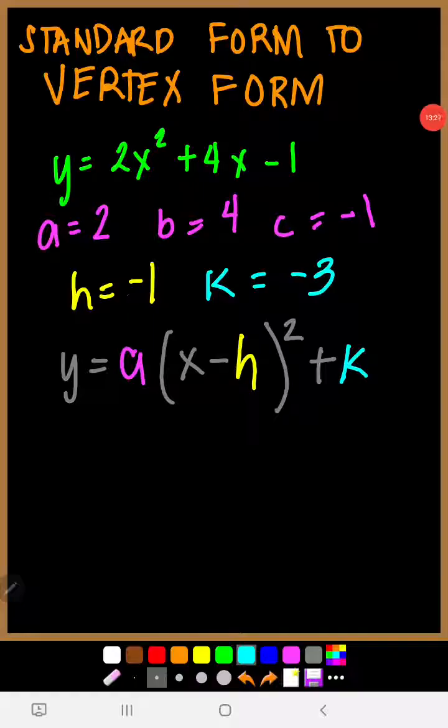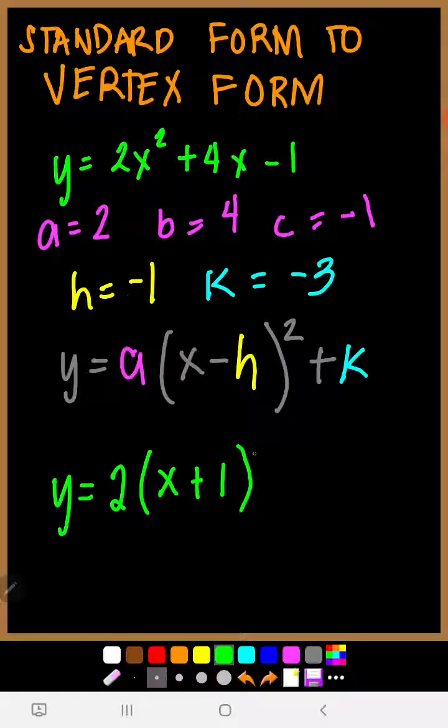Okay. And then, pag nakuha na natin yung h tsaka yung k, i-plug in lang natin siya sa vertex form. So, our vertex form is y is equals to, ang a natin is 2, so lalagyan natin yung 2, quantity x minus, okay, ang h natin is negative 1. So, kung minus to, magiging positive 1 na siya. Plus 1 na siya. Squared. Tapos, plus k, but our k is negative 3, so magiging minus 3.